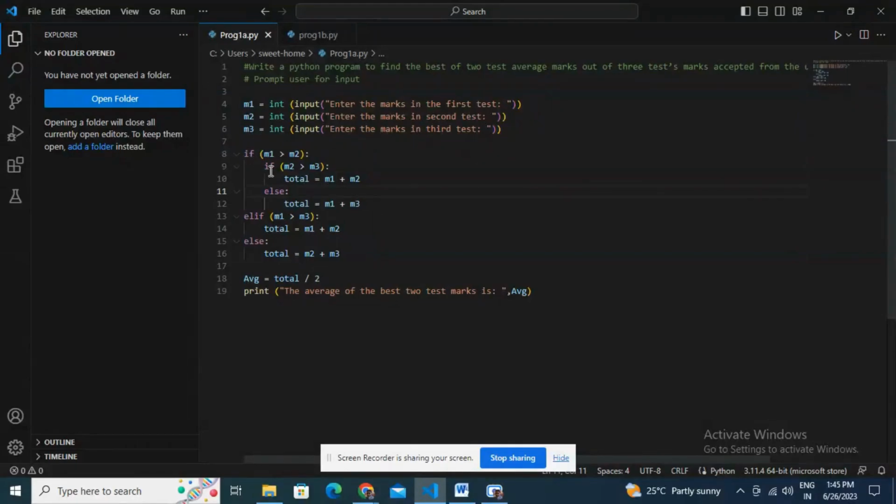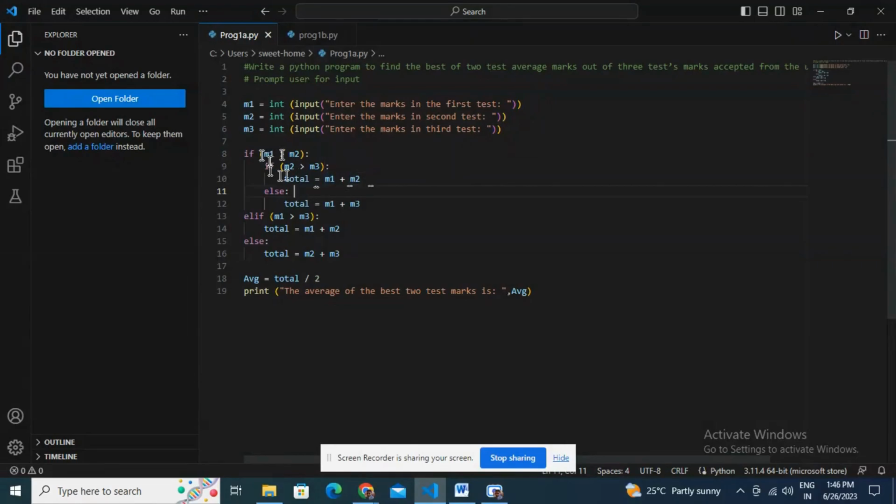After that, we are checking whether m1 is greater than m2, that is, whether the first test marks are greater than the second test marks. And then we are checking one more condition, a nested if. If m2 is greater than m3, then total is equal to m1 plus m2. That means test 1 marks are greater than test 2, and test 2 marks are greater than test 3. So m1 and m2 are the biggest two numbers, so total is equal to m1 plus m2.